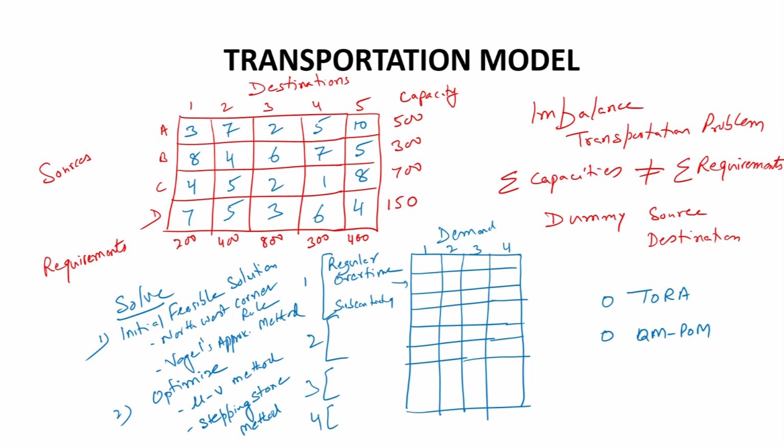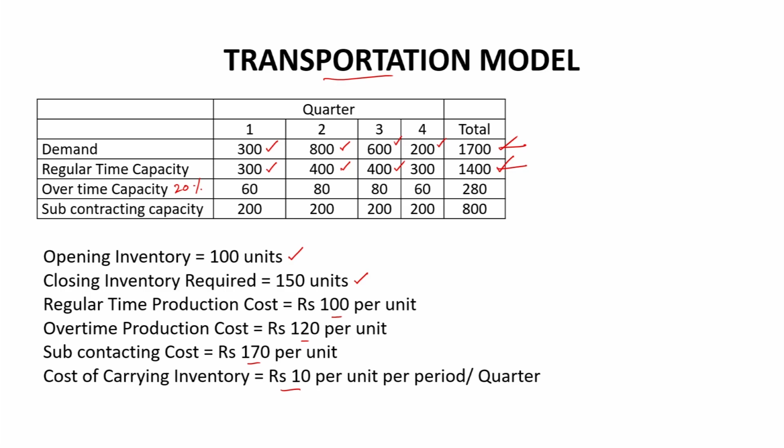So, I hope you get some idea about what is the transportation model. In the transportation model, we are having certain sources where the material is available, and destinations where the material is required, and we have to see how to match the requirements from the various sources of material. In our case, we have to see how to meet the demand in different quarters by the production in different quarters from multiple sources. Multiple sources are regular time production, overtime production and subcontracting. Let us see that now. So, this is our question at hand, which we are trying to see how to solve.